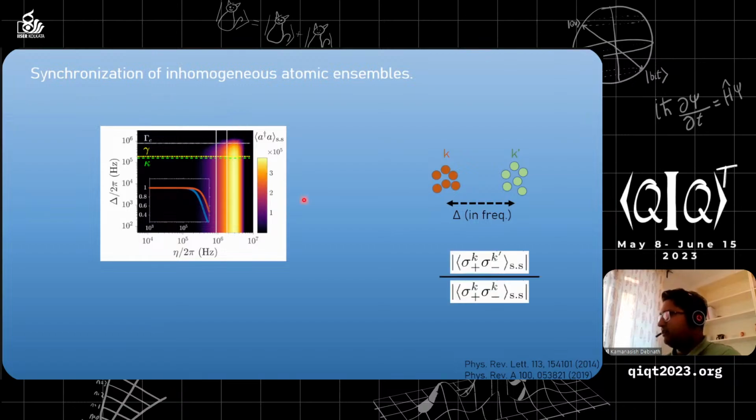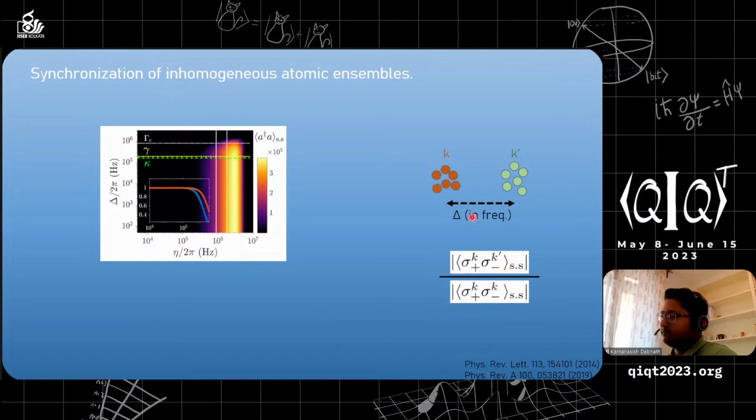But this can be verified by another parameter here. Let's see if we understand what this means. So this is sigma plus, sigma minus, but between K and K dash. So this is basically the cross correlation at steady state. So how much sigma plus and sigma minus, how much these two ensembles are correlated, divided by their self correlation, KK or K dash, K dash. And if the atoms were really synchronized, although they have different frequencies, the cross correlation should be the same as the self correlation, because it's a single ensemble.